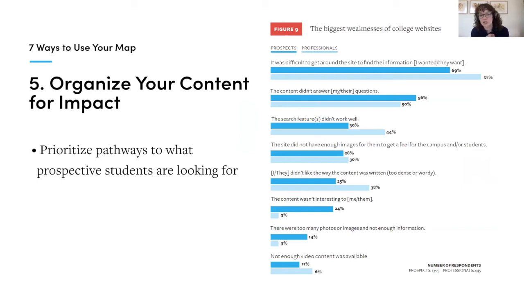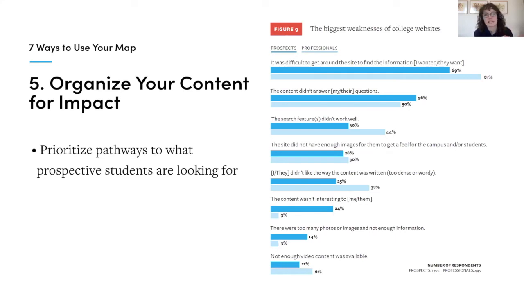So this is a chart from our 2016 myth-busting research. What you'll see here is that we asked prospective students, what are the biggest weaknesses of college websites? And what they told us is that the top two biggest weaknesses were, first, it was difficult to get around the site and find the information they were looking for. And when they did find content, the content didn't answer their questions. And you'll see the light blue bar below. We actually asked marketing and admissions professionals the same thing, and you can see their top results were the same, which tells me that institutions know that this is a pain point.